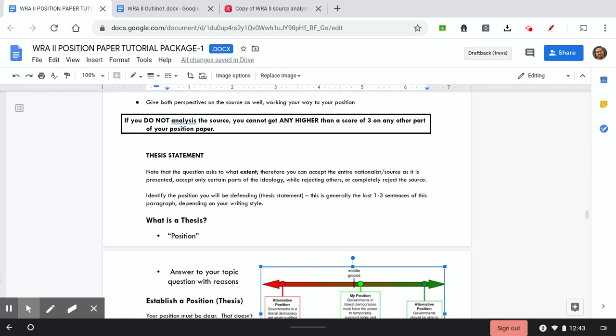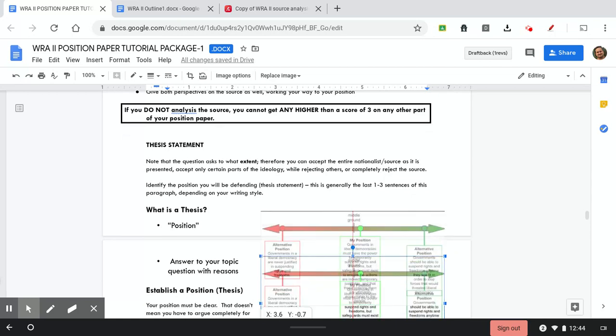Now, the thesis comes at the end of the source analysis paragraph. So it should be the last 1 to 3 sentences. Now, we say 1 to 3 because for some people, your thesis will be one sentence. Other people's writing styles will have multiple sentences. So what is a thesis? A thesis is a position. Now, this doesn't mean that you say, I think. A thesis is essentially saying that you know something, and this is why. So you are creating a position, and you are answering your topic question with reasons.